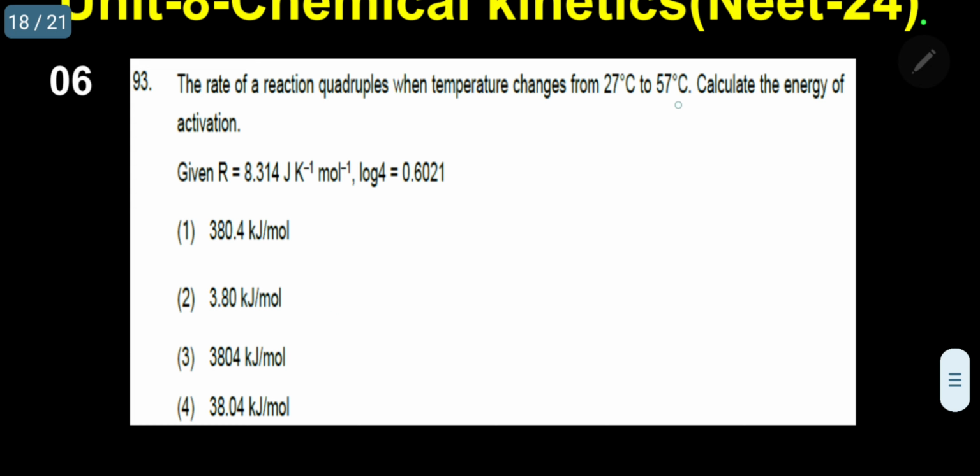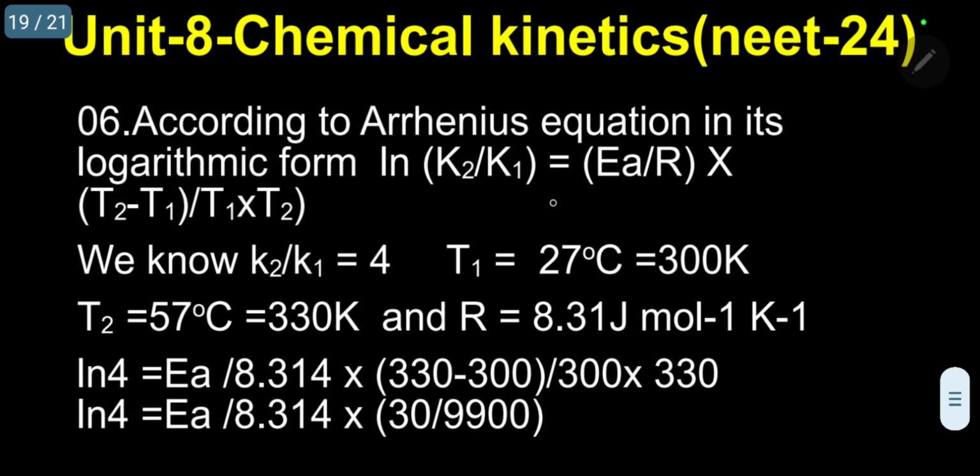So let us calculate using the equation. How do we have to calculate? According to the Arrhenius equation, in its logarithmic form, ln K2 by K1 equal to EA by R into (T2 minus T1) divided by T1 into T2. This is the Arrhenius equation for temperature difference, normally used in the laboratory to determine the rate of a chemical reaction. We know K2 by K1 equal to 4.